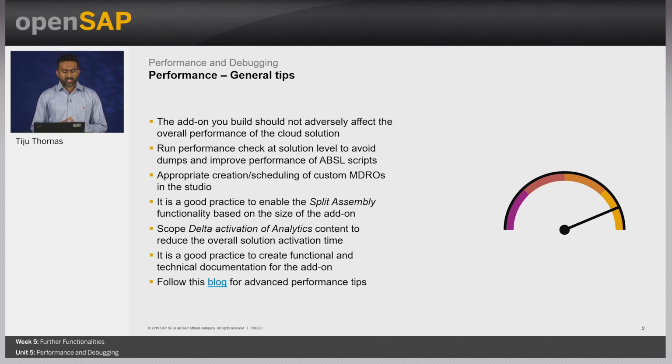Another functionality that I want to mention here is scoping of your delta activation of analytics, which is a comparatively new functionality introduced in Cloud Studio, which reduces the overall time consumption of solution activation. This is also a business configuration option that you get if you scope it. Once you ship the solution to the customer, you just have to ensure that your source and target tenant have this question already scoped, and based on this a delta activation is triggered rather than a full activation of the solution, which in turn saves a lot of time with respect to the whole solution activation.